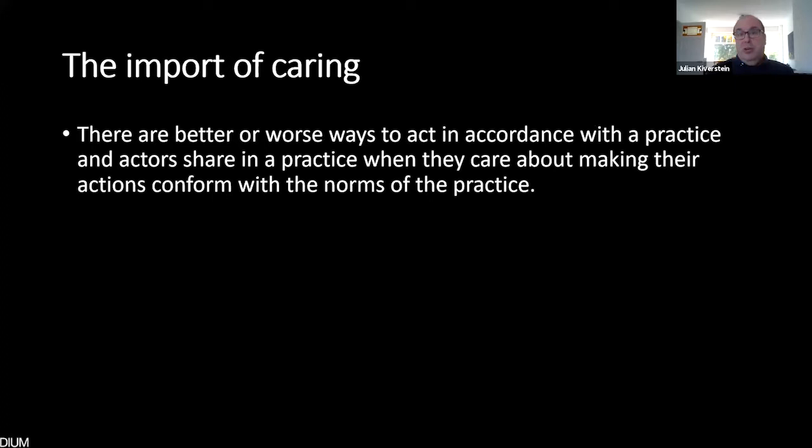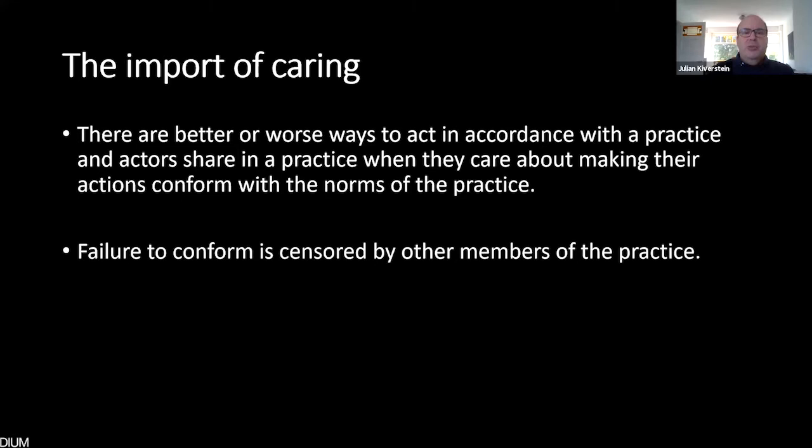Whereas for humans, there are better or worse ways to act in accordance with a practice, and humans act in ways that they attempt to make conform with the practice because they care about making their actions conform with those norms of practice. They care about acting in ways that are appropriate, that are better rather than worse, that are true rather than false. Whereas machines don't yet have that.